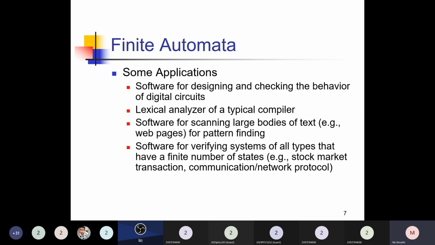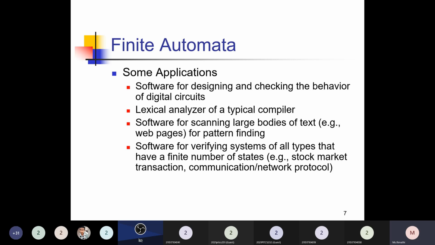In a compiler, we have many phases. In that, the first phase is the lexical analyzer phase. For this lexical analyzer, we should use finite automata. Designing a lexical analyzer, we should use finite automata. So what is a lexical analyzer? Recognizing the tokens alone, that is the lexical analyzer. So in designing a lexical analyzer, we are using finite automata.